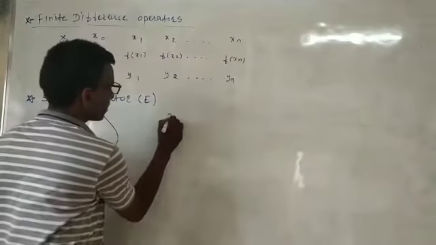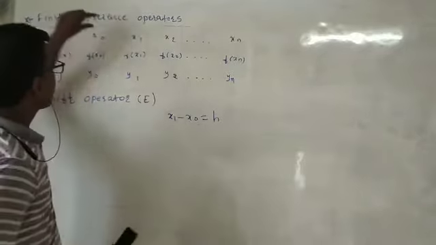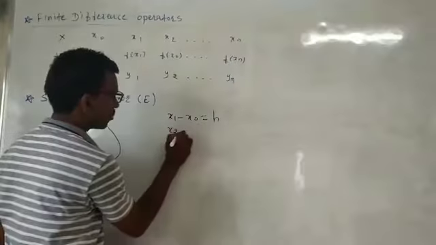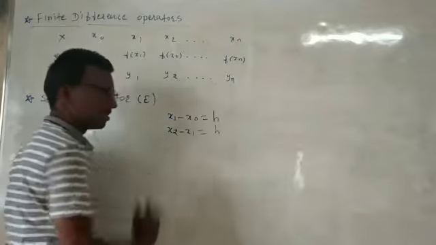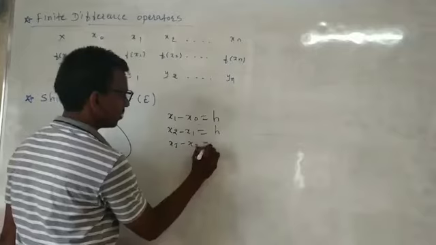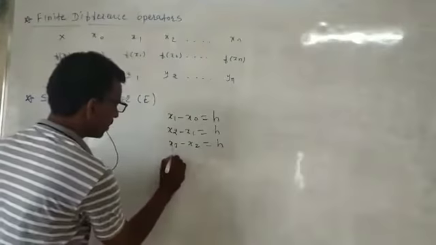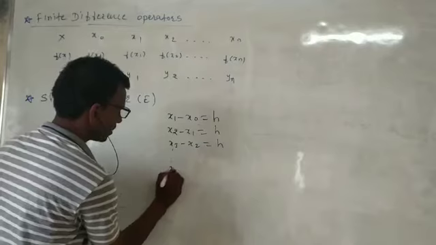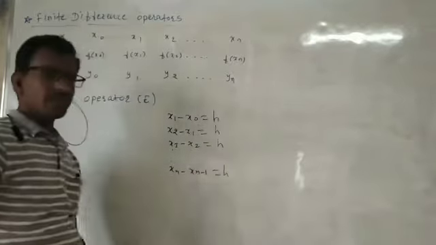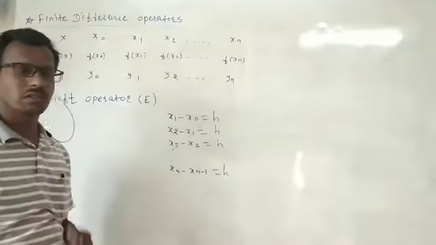Here x1 minus x0 is equal to h. Similarly, x2 minus x1 is equal to h. x3 minus x2 is equal to h. Or generally we can write xn minus xn minus 1 is equal to h. Means the difference between any 2 consecutive points is h.